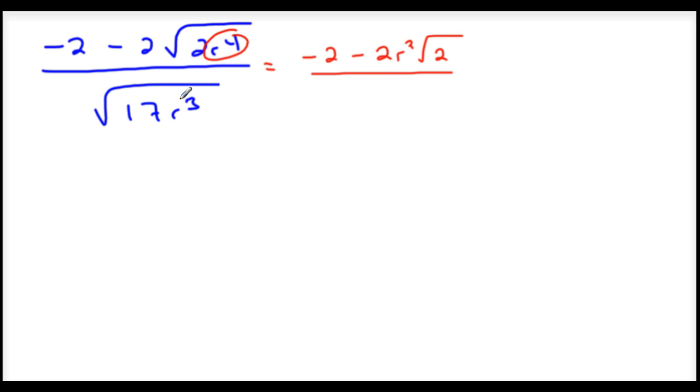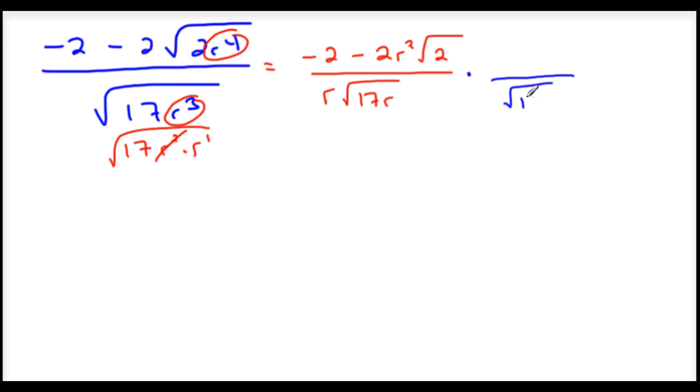I can simplify this here. I could break this up into 17r squared times r to the first. And I could take out r squared. So I'll have r radical 17r. I need to get rid of radical 17r in my denominator. So multiplying both through by radical 17r over radical 17r.